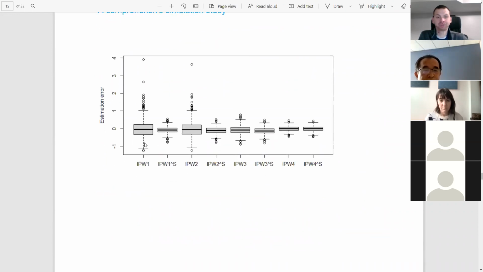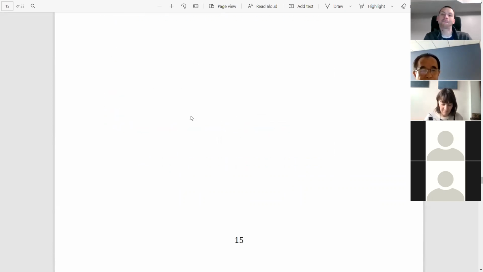So this one is IPW1, original. This is 500 samples, and that's the estimation error. This is the smoothed one. So all these big errors are smoothed out. This is IPW2. It's better, but still very variable. This is the smoothed one. This is IPW3, and this is the smoothed one. So we see a substantial variance reduction, especially for these first two.